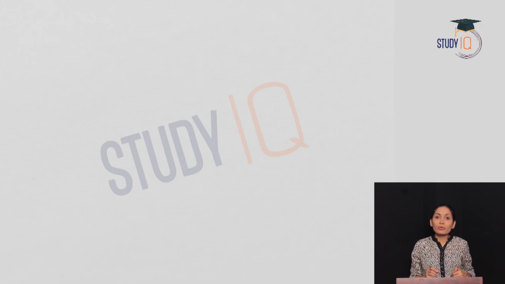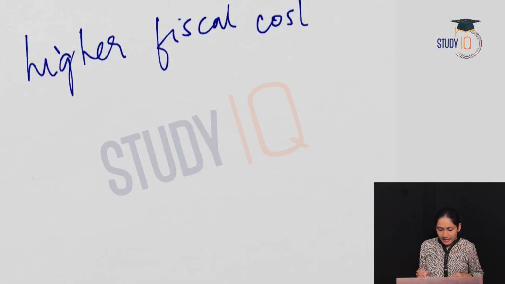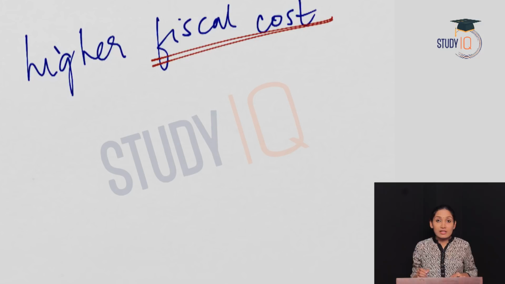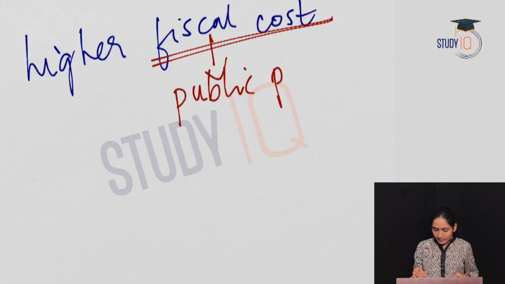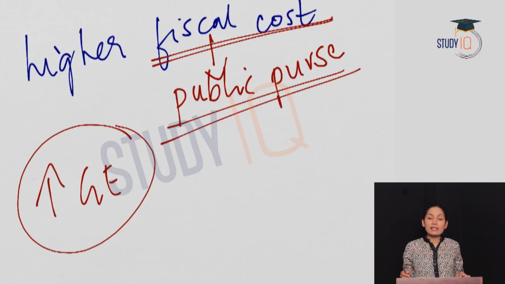Another important challenge of the universal basic income is that it carries a higher fiscal cost. Higher fiscal cost. What is a fiscal cost? Fiscal cost means the cost from the side of the government or the public purse. So, the cost from the part of government. So, higher fiscal cost means higher government expenditure. In order to implement the universal basic income, the government will have to incur an extra expenditure. That is, whatever the government is incurring for subsidies, the government now will have to increase the expenditure in order to bring in the universal basic income.